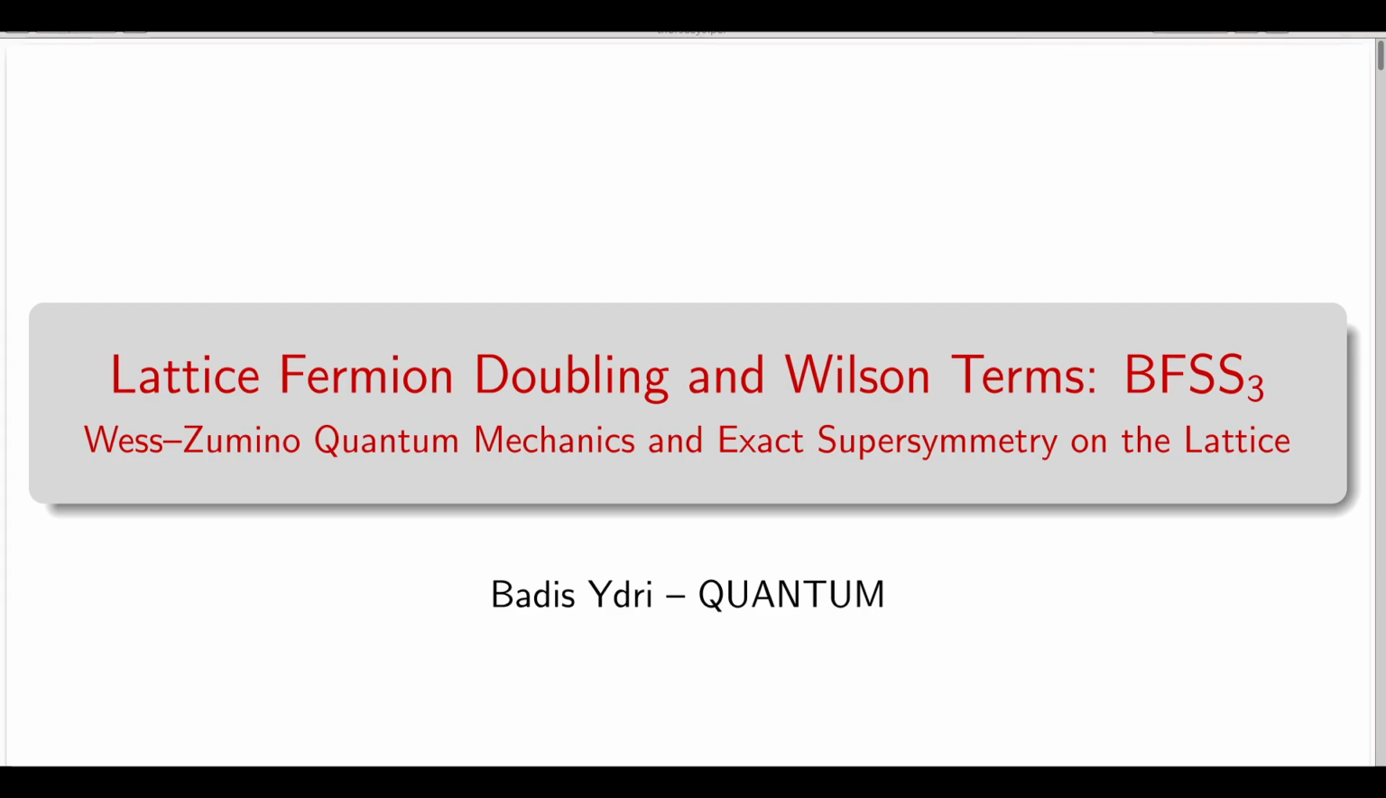This model provides a perfect testing ground. It has both bosonic and fermionic degrees of freedom. It features a superpotential W, and it possesses two supersymmetries in the continuum. By learning to discretize Wess-Zumino QM correctly, defining derivatives, enforcing hermiticity, and eliminating fermion doublers while preserving one half of supersymmetry, we lay the groundwork for the full lattice BFSS model, where the same structure returns in a richer matrix-valued form.